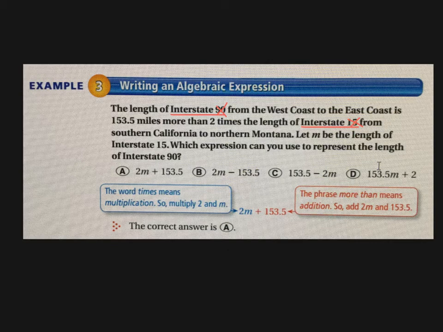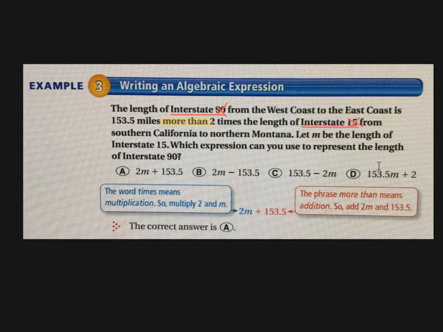So what we have to realize is that we've got 153.5 miles more than. So that happens to be where our key word comes in. So we have more than. And if you look back at before example 1 and you look at your table that you made, where is more than? Well, more than happens to fall into the addition part of the table. So right there, I can go down and look at what my answers are.